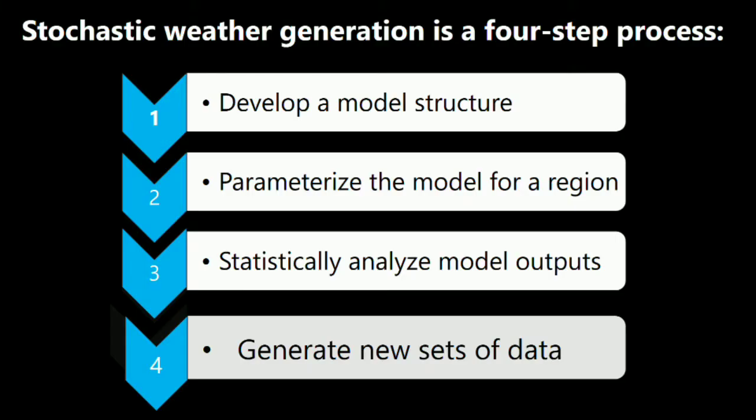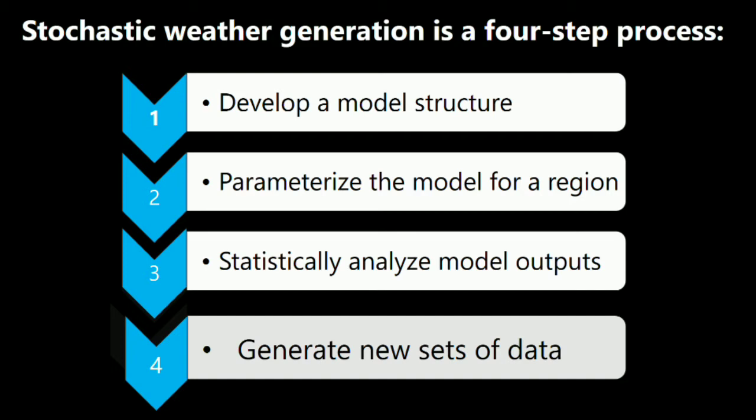Moving next, stochastic weather generation is basically a four-step process. First, we develop a model structure. That means we develop an interrelationship between parameters that is capable of reproducing realistic weather patterns.